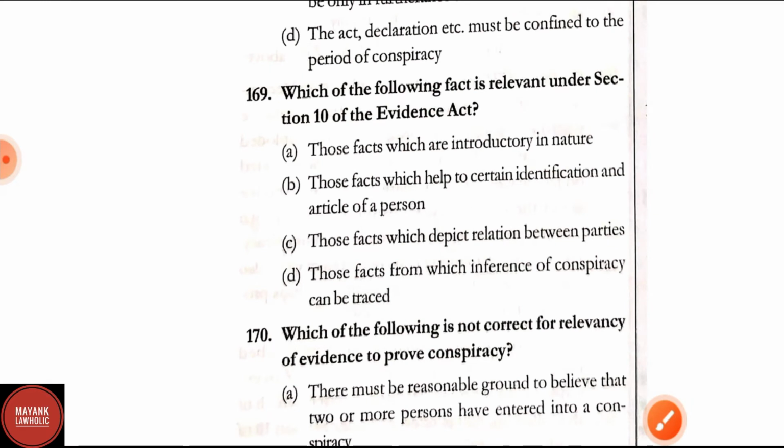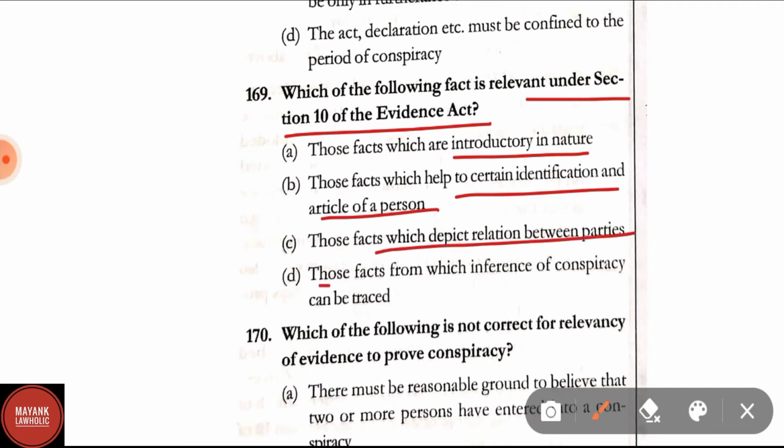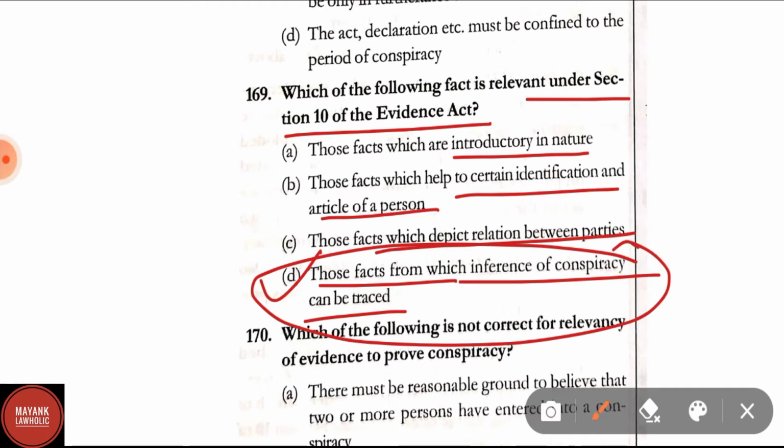Question number 169. Which of the following facts is relevant under Section 10 of the Evidence Act? Option A, those facts which are introductory in nature. Option B, those facts which help to establish the identification of an article or a person. Option C, those facts which depict the relation between parties. And option D, those facts from which an inference of conspiracy can be traced. Here the correct answer is option D, that is those facts from which an inference of conspiracy can be traced.